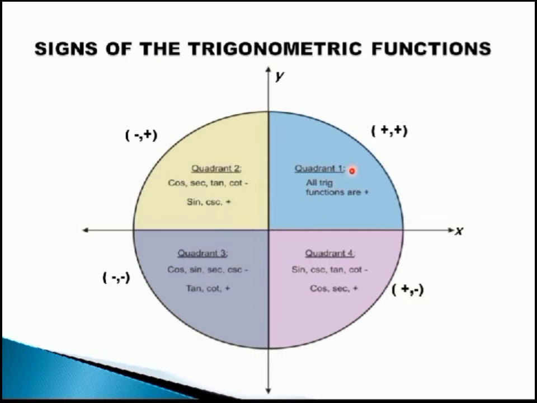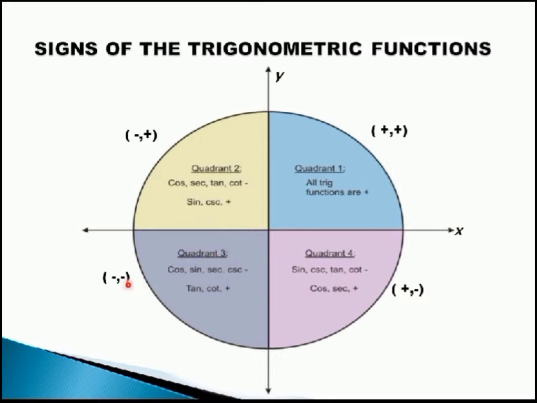So we have here in the first quadrant where x and y are positive, meaning to say all functions are positive. So all the trigonometric functions in quadrant 1 are positive. In the second quadrant, where x is negative and y is positive, all those functions containing x are negative. Thus, only sine and cosecant are positive and the cosine, secant, tangent, and cotangent are negative.